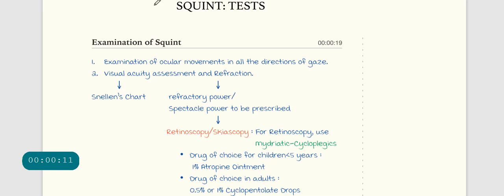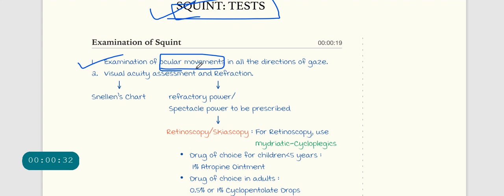So the next topic we are going to begin with is the squint test. Now we are going to study the tests which are associated with the squint. Before the squint test, we have to examine the squint, obviously. How will we examine the squint? We will examine it by the ocular movement. We'll see the ocular movement of the patient in all directions of the gaze.